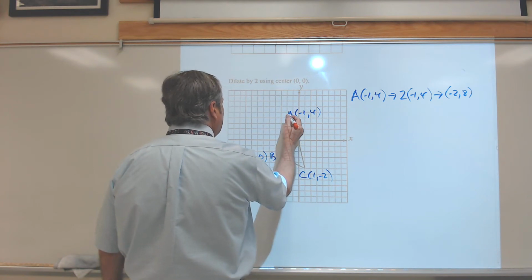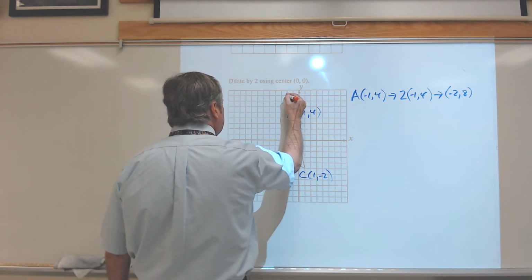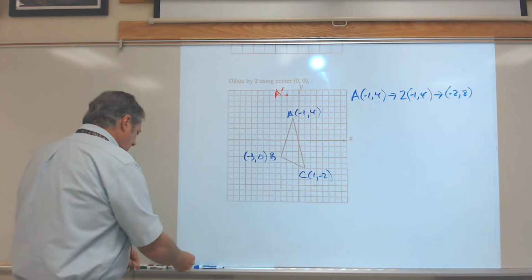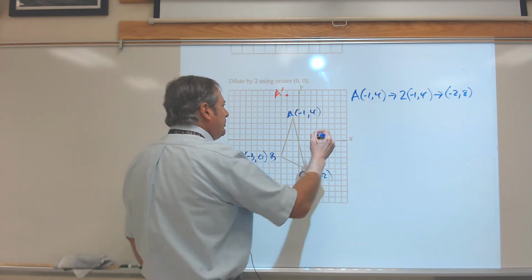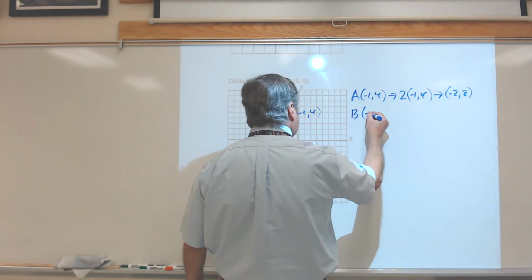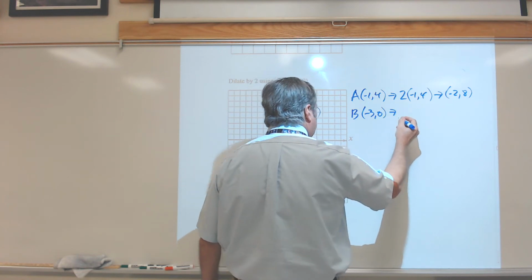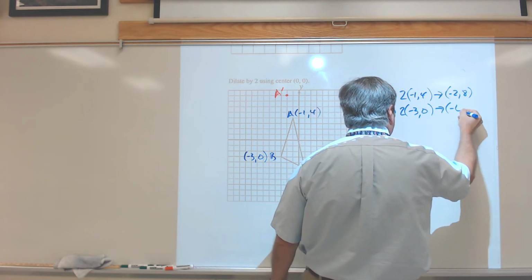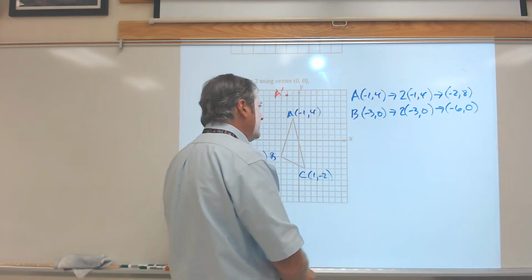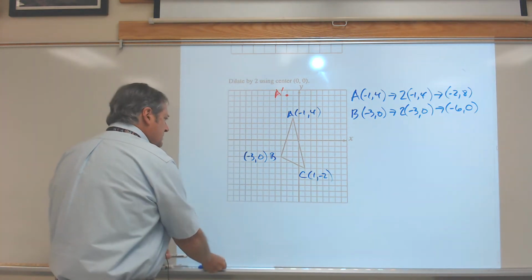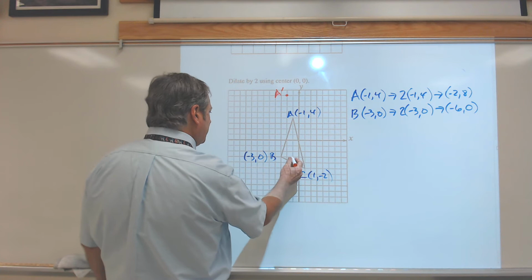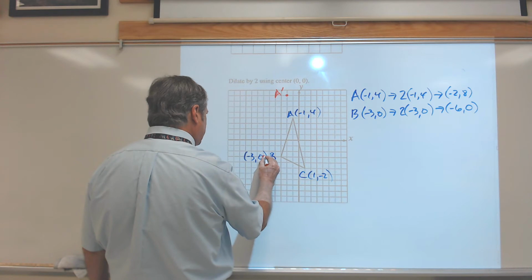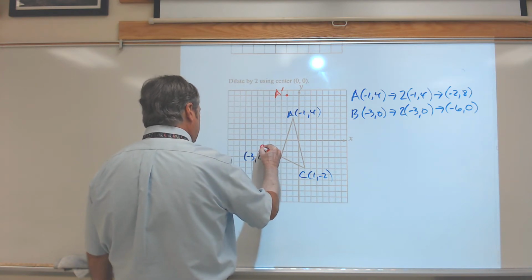1, 2, 3, 4, 5, 6, 7, 8. Yay, it worked. I hate when there's not enough room on these worksheets they give you. So let's go with point B now. Point B is at -3, 0. We hit it by a factor of 2. And we get the ordered pair -6, 0. So let's find that. -6, 1, 2, 3, 4, 5, 6. Well, I shouldn't have put that one there, but I did. So that'll be B prime.